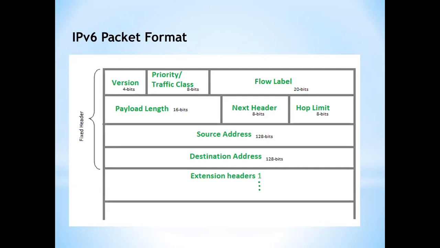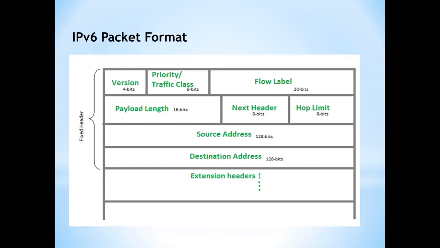It is a 24-bit, 3-byte field which is supposed to provide special handling for a particular flow of data. Next is payload length. This 16-bit, or 2-byte, length field is used to indicate the total length of the IP datagram excluding the base header. That means it gives the length of only the payload part of the datagram.